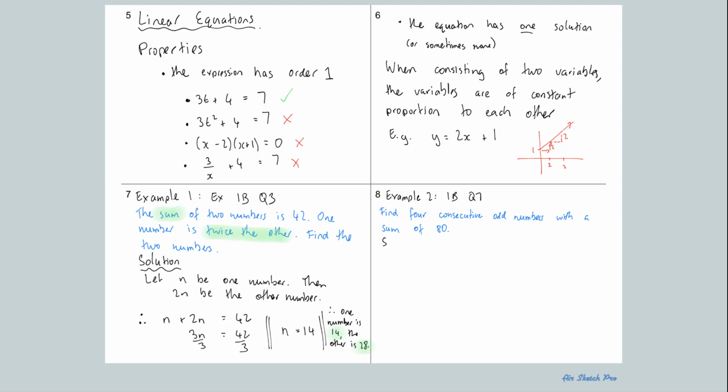Example 2 says find 4 consecutive odd numbers with a sum of 80. Now, this idea of an odd number and how do I express that algebraically is pretty common, which is why I'm just going to spend a moment going through that. The other key word, I guess, is consecutive. If you don't know what that means, it means one after the other, like 2, 3, 4, 5 are consecutive numbers, 2, 4, 6, 8 are consecutive even numbers. And of course, sum of 80 is the other critical bit as well. So I'm just going to highlight that as well. I probably should have highlighted the fact that it says odd as well.